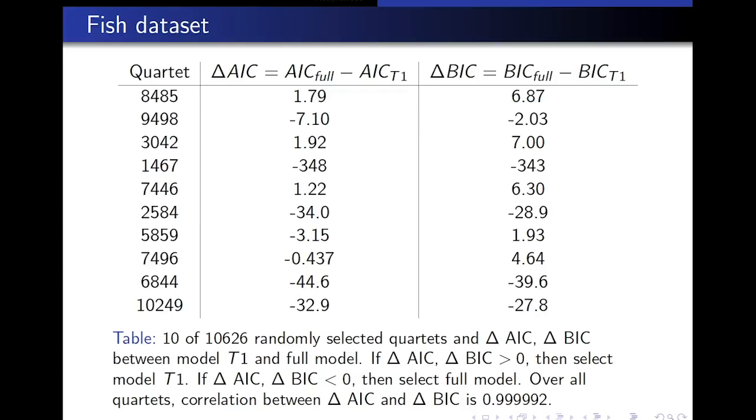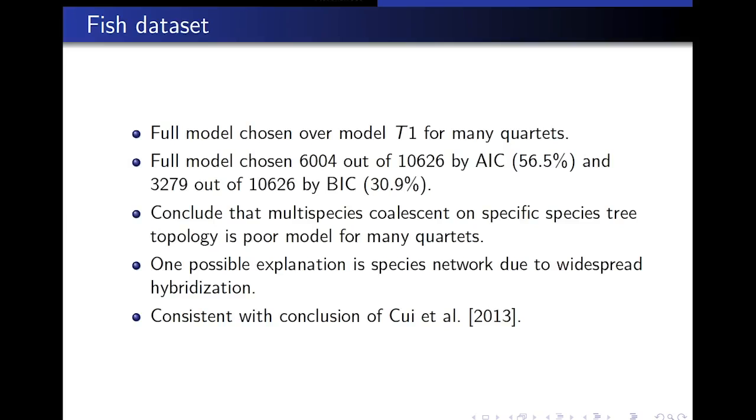10,626 quartets. We define the difference in AIC as the AIC for the full model minus the AIC for model T1, and the difference in BIC similarly. Regardless of whether we use the AIC or BIC, we find that the full model is often selected over model T1, and that the correlation between differences in AIC and differences in BIC is very close to 1. We choose the full model 56.5% of the time when we use the AIC and 30.9% of the time when we use the BIC.